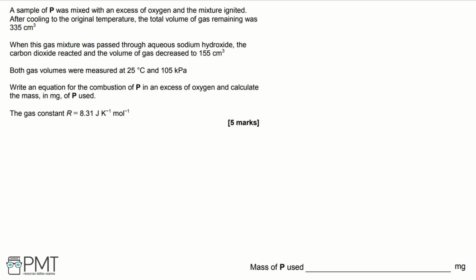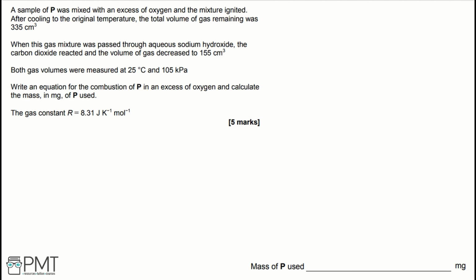A sample of P was mixed with an excess of oxygen and the mixture ignited. After cooling to the original temperature, the volume of gas remaining was 335 centimetres cubed. When this gas mixture was passed through aqueous sodium hydroxide, the carbon dioxide reacted and the volume of gas decreased to 155 centimetres cubed. Both gas volumes were measured at 25 degrees Celsius and 105 kilopascals. Write an equation for the combustion of P in an excess of oxygen and calculate the mass in milligrams of P used. The gas constant R is 8.31 joules per Kelvin per mole.